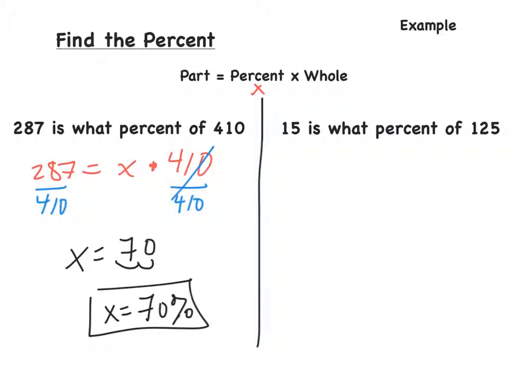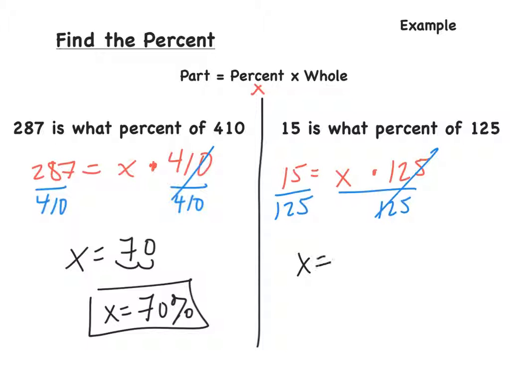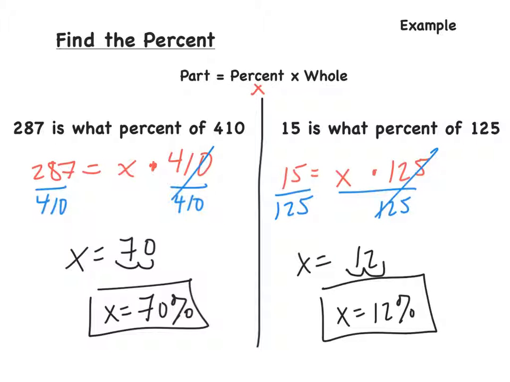Alright, so we have 15 is equal to what percent? That's our variable. Of is we're multiplying 125. Now the opposite of multiplying is dividing, so we're going to divide by 125, and those cancel out. So 15 divided by 125 is 12 hundredths. But remember, I want this as a percent. So move the decimal place 2 places to the right. So x is equal to 12%. Thus, 15 is 12% of 125.